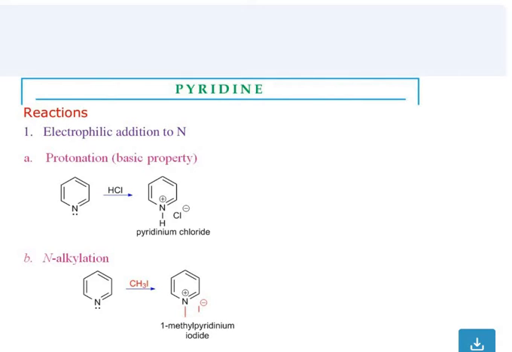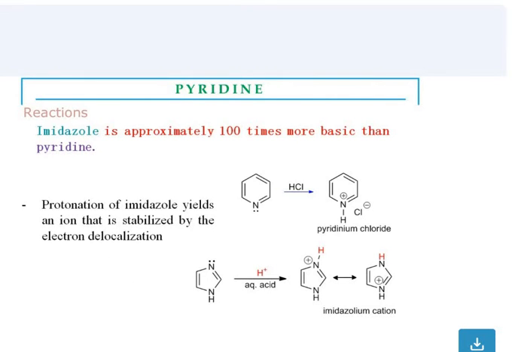Now reactions: electrophilic addition to nitrogen, protonation due to basic properties, and N-alkylation. Now imidazole is approximately 100 times more basic than pyridine. Why? Protonation of imidazole yields an ion that is stabilized by electron delocalization. You can see the pyridinium cation, and in aqueous acid you will get the imidazolium cation. This is resonance stabilized. So this is the main important concept here. Imidazole is approximately 100 times more basic than pyridine.